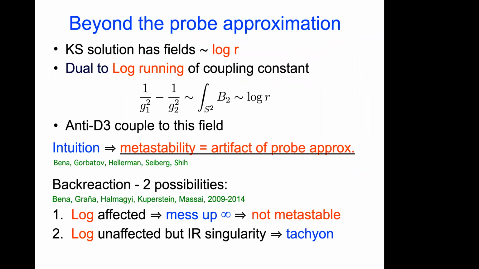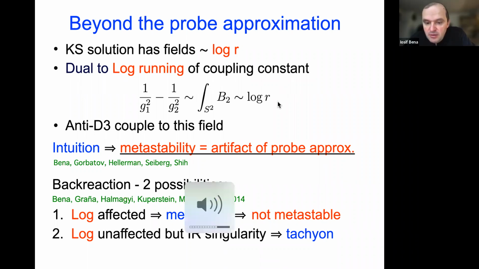Okay. And yeah, on this slide you have the integral of B2 over S2 that gives a log R, you're saying. Yes. There's some boundary condition which gives a log R. You said that this is a field. It's a field in the supergravity. In the holographic realization, it's a field. So the integral of B2 is the B2 of Klebanov-Strassler, the supersymmetric Klebanov-Strassler.